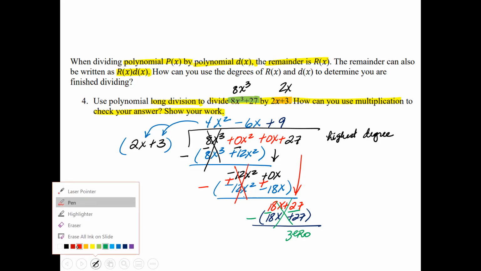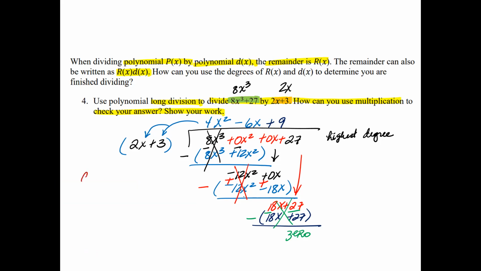So then you're like, okay, we did all of that work. What is my answer? Your answer is going to be the quotient, which is the number on top, and that's 4x squared minus 6x plus 9. That is your answer.